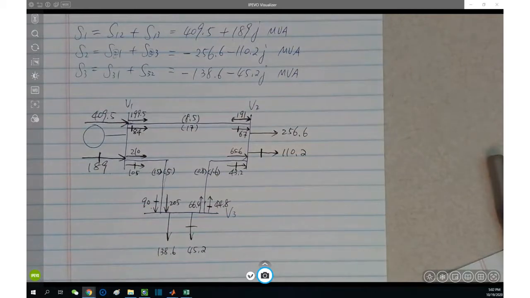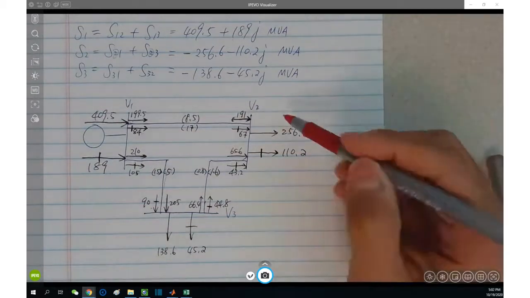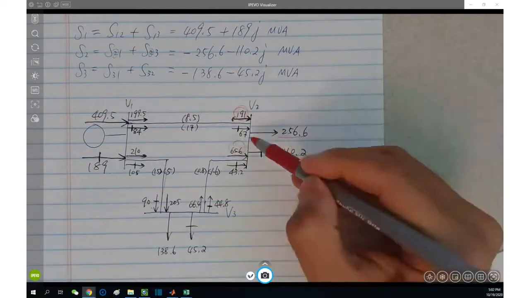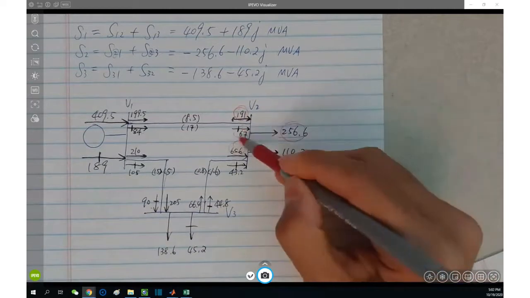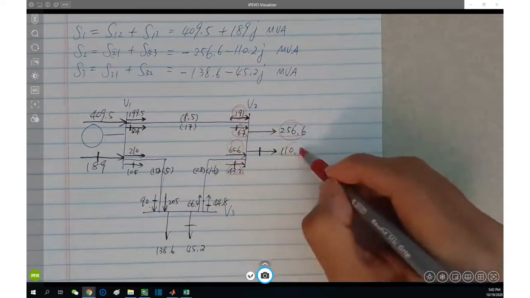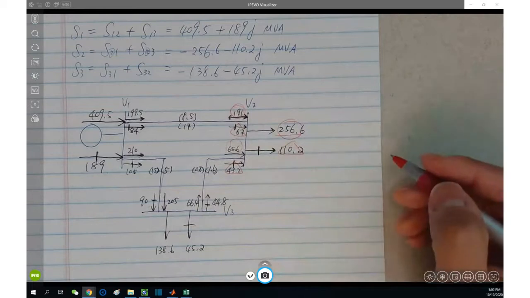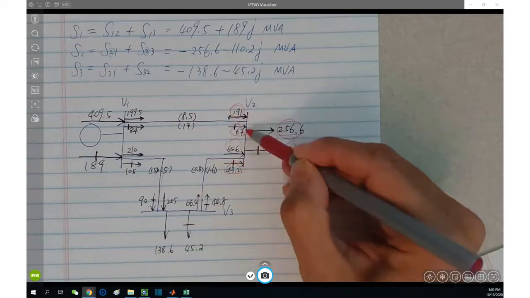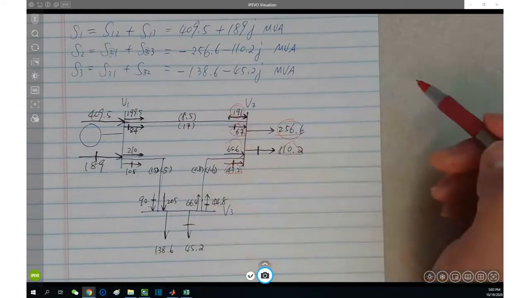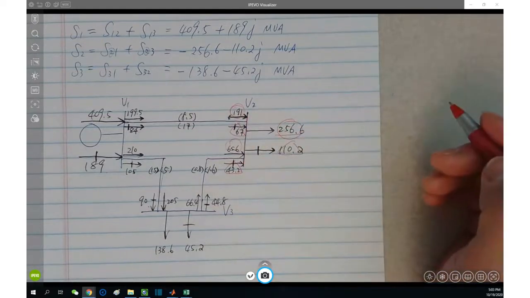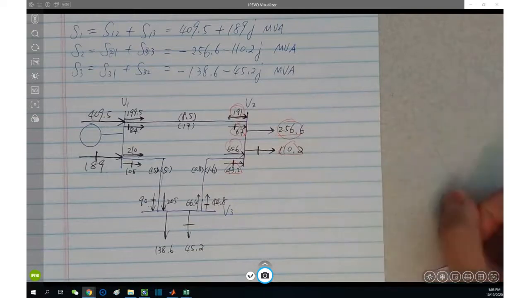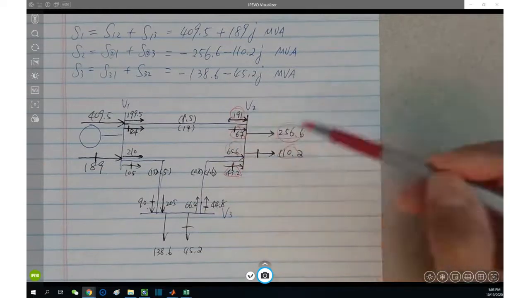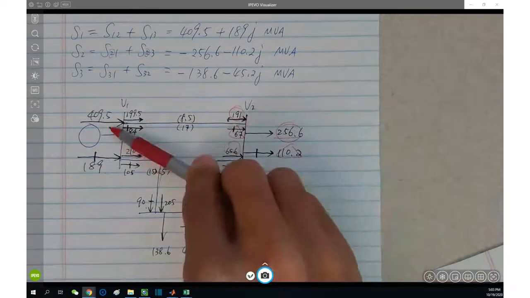And of course, it makes perfect sense that if you calculate this guy plus this guy, it equals this guy. This guy plus this guy equals this guy. Perfect sense, right? You don't have any loss at this bus because it's a node. It's not consuming anything. So this side of the bus equals this side of the bus. Same thing for these two buses too.